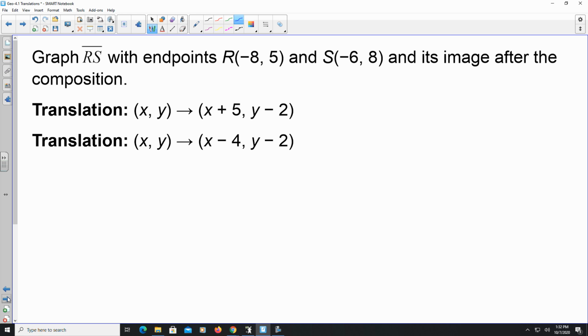And again, this is very similar to the other one. This one here is just two line segments. For this particular one, R prime is going to be located at, looks like, negative 3, comma 3. And then S prime will be located at negative 1, comma 6.